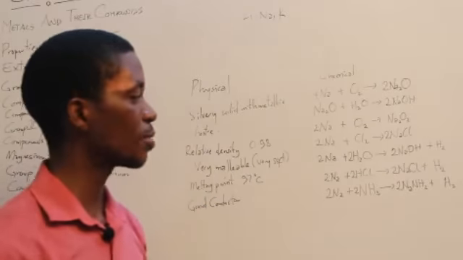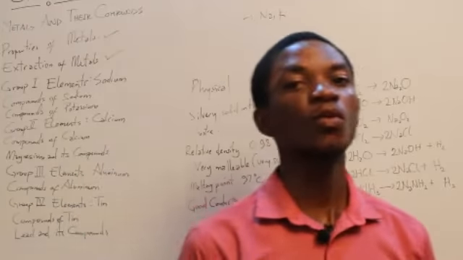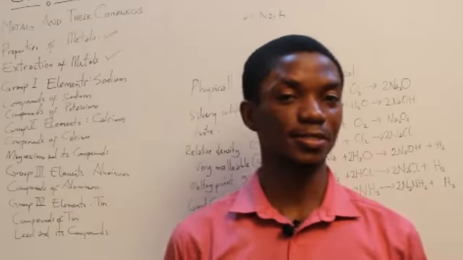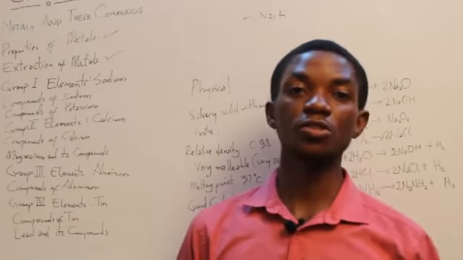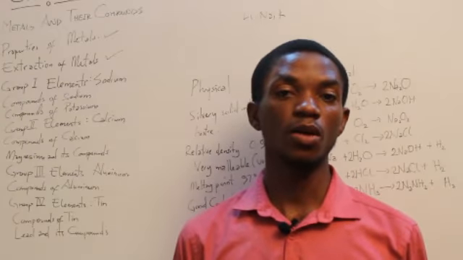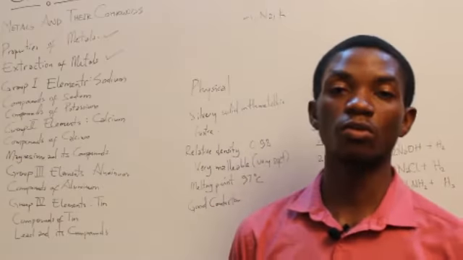How do we test for the presence of sodium in a particular substance? Well, when you have a particular substance and you suspect it to be sodium, it is a very easy test. All you need to do is take the substance and burn it in air. When you burn sodium in air, it gives a golden yellow coloration.